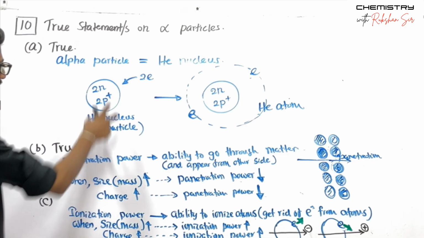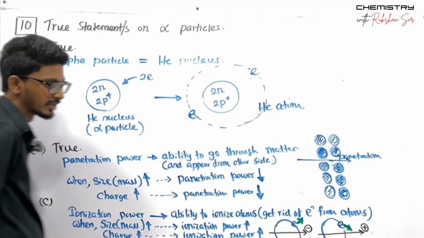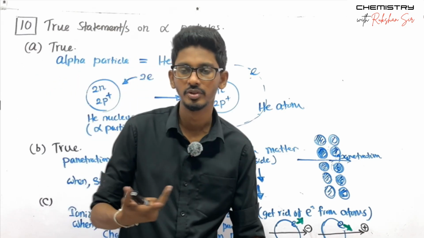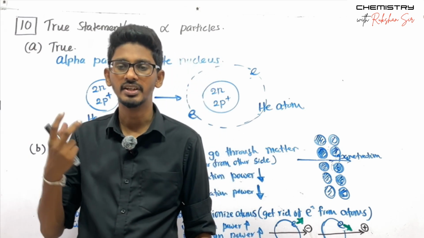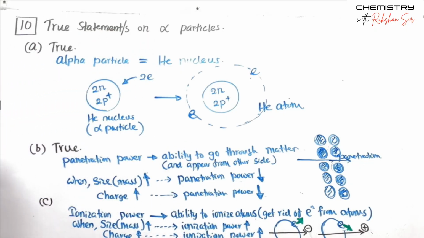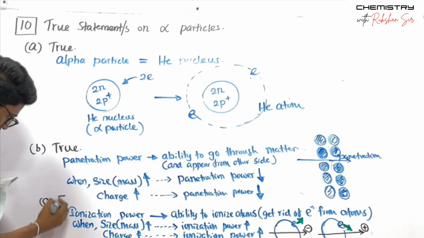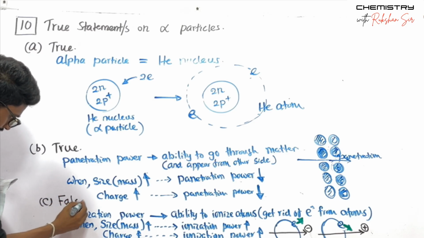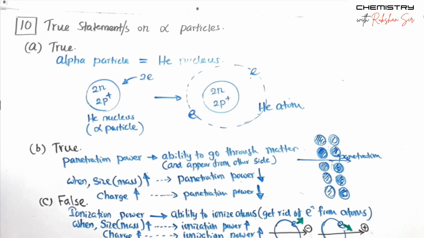There is a 2 plus charge, and the size is also greater compared to electrons, protons, neutrons and so on. Alpha particles have greater charge as well as greater mass. So ionization power is high. So they are saying the ionization power is low, that is false. Ionization power of alpha particles is very high.